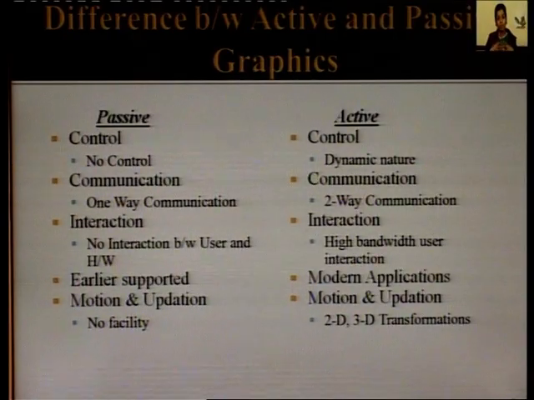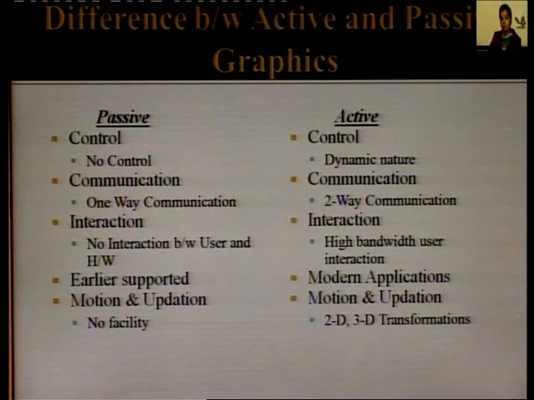For example, video games. You add some control over the image, then move that particular image in a video game. So a video game is an example of active computer graphics. Whereas passive is like an advertisement on TV. We can't change that graphic, we have no control over that image. So passive is one-way communication, whereas active computer graphics is two-way communication.